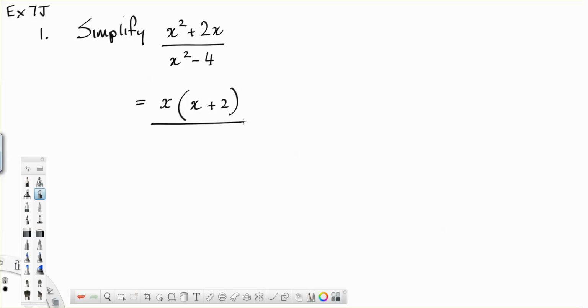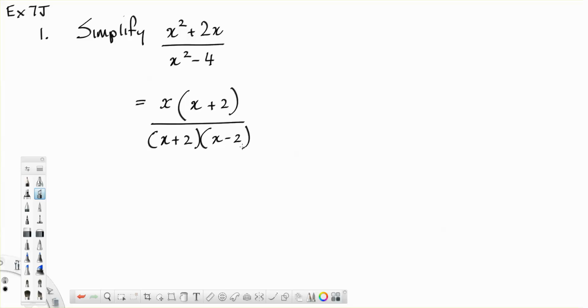Then the bottom, x squared minus 4. x squared, that's a perfect square. 4, that's a perfect square. This is the difference of two squares. Okay, we know how to deal with that. I'm not going to go into the reason why, because you guys have been doing this now. You should have some practice at this. x squared minus 4 is x plus 2 times x minus 2.